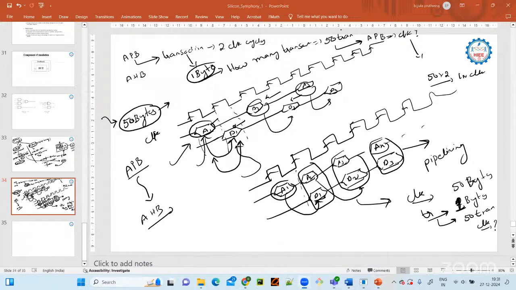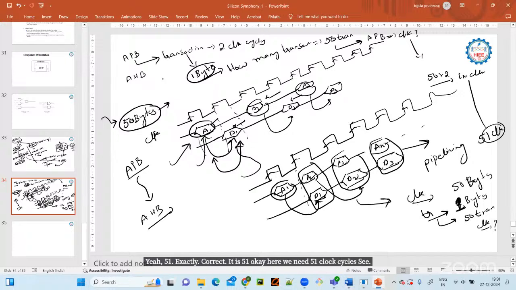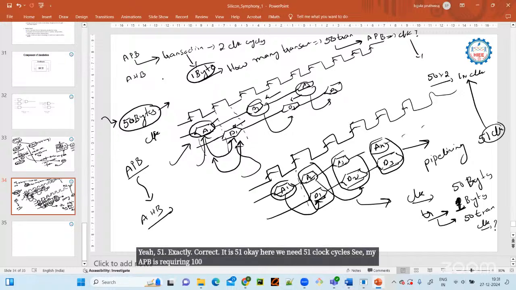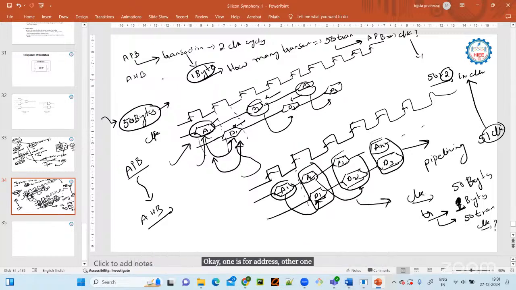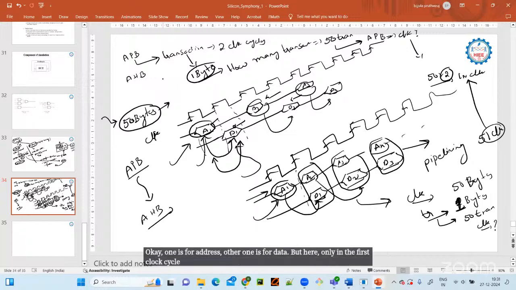Yeah, 51. Exactly, correct. It is 51. Okay, here we need 51 clock cycles. See, my APB is requiring 100 clock cycles because for transmitting the data, it requires 2 clock cycles. Okay, one is for address, other one is for data. But here, only in the first clock cycle, address is sent. From the second clock cycle onwards, both address and data are sent in parallel, right?